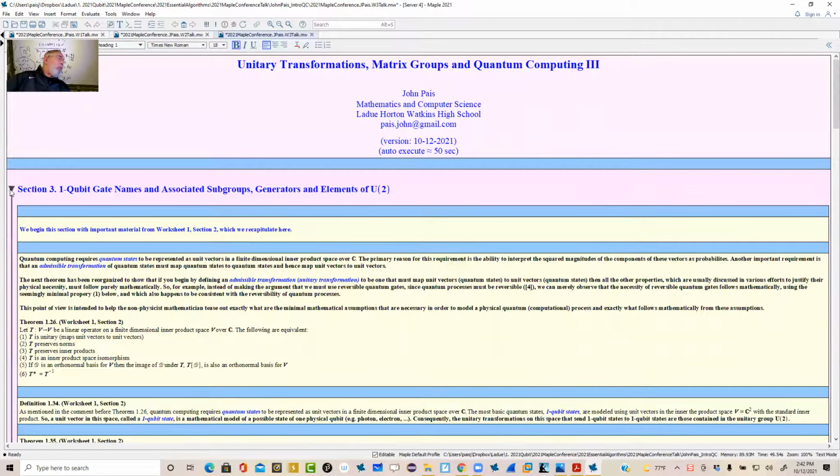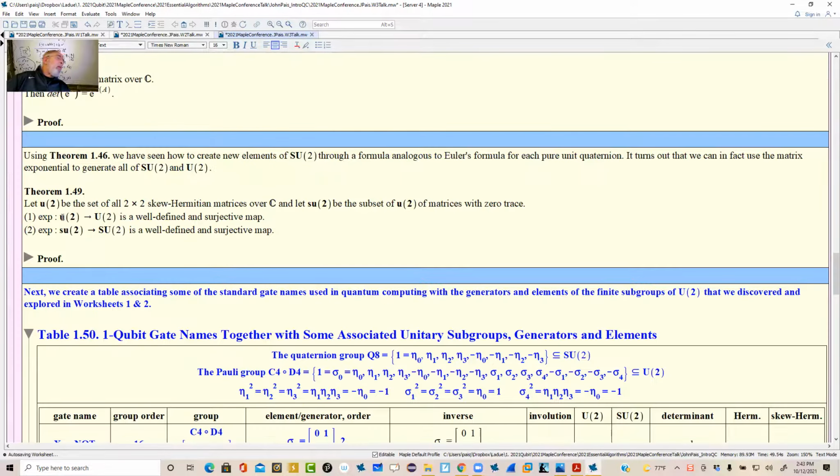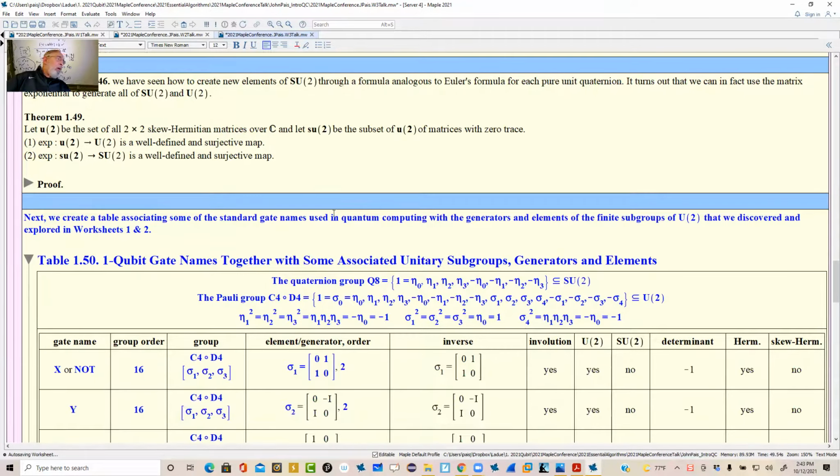Now Worksheet 3. As I said, in Worksheet 3, I basically recapitulate some of the technical material that I had in Worksheet 1. There's an introduction to that, and some interesting results that, in my opinion, can be included here.